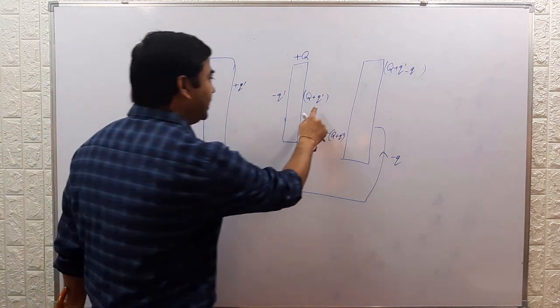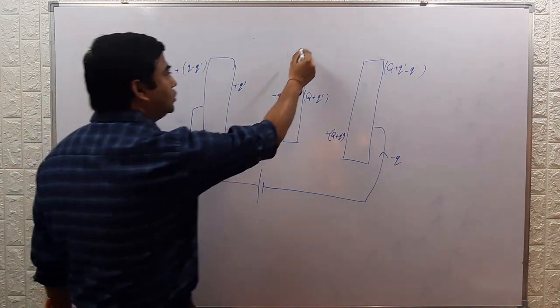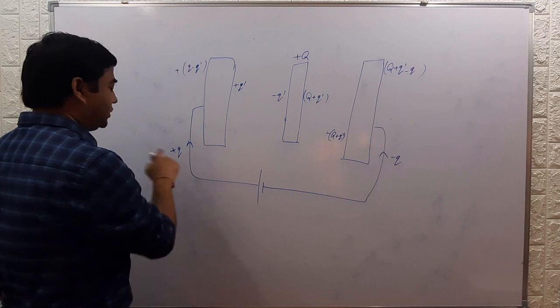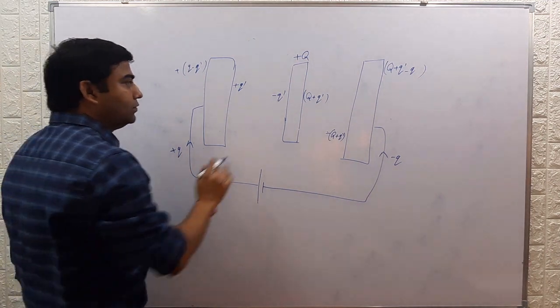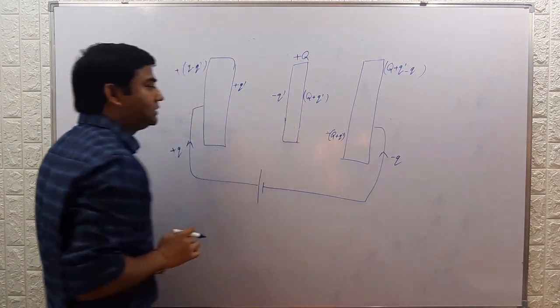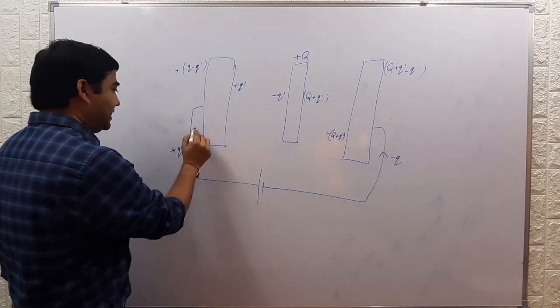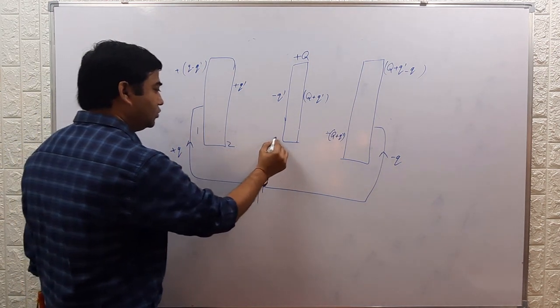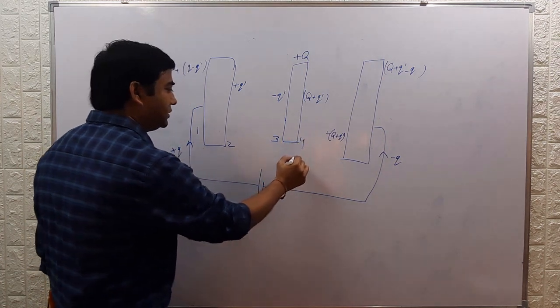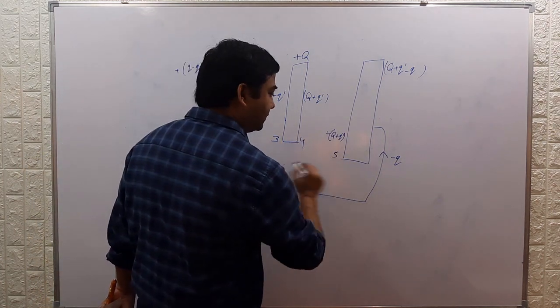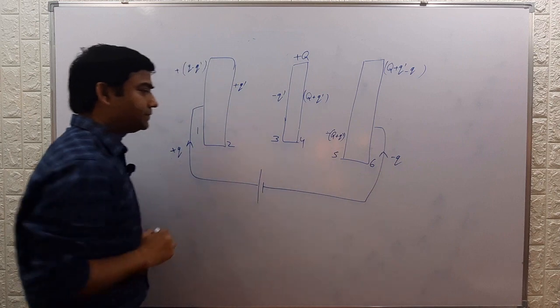Now we have to find the value of Q dash, because capital Q and small q are known. So we have to find the value of Q dash to find the equilibrium charge at every face. So let this be face 1, this is face 2, this is face 3, this is face 4, this is face 5, and this is face 6.